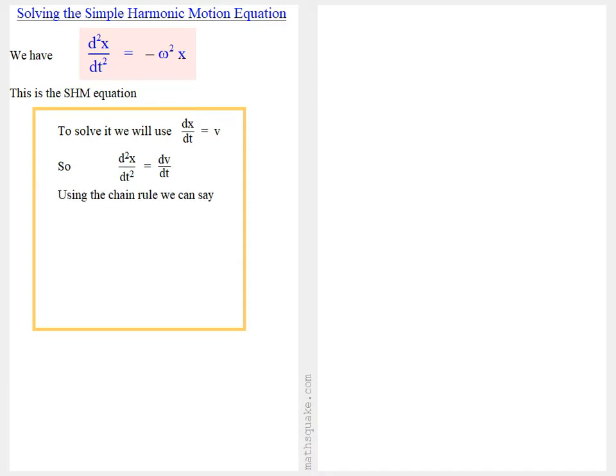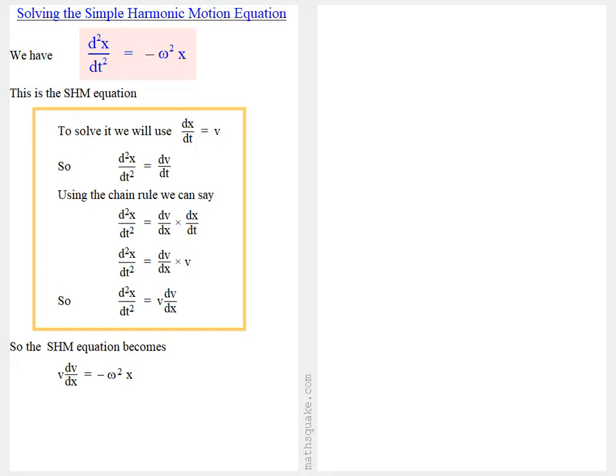Then we can use the chain rule to say d2x by dt squared is equal to dv by dx times dx by dt. The dx's would cancel. And dx by dt is equal to v. So d2x by dt squared is equal to dv by dx times v, or d2x by dt squared is equal to v dv dx. This is a very useful formula and can be used in all sorts of situations.